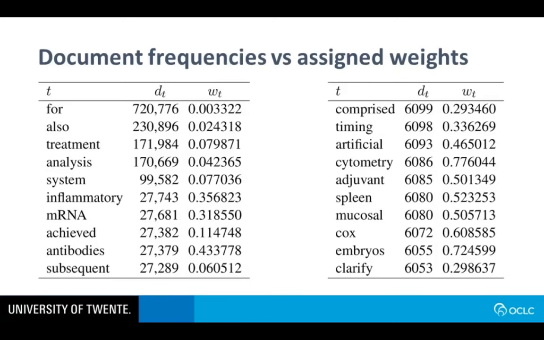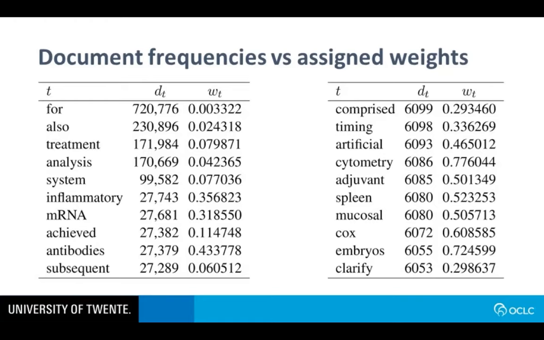These are some concrete examples for the weights. For the normal stop words like "for" or "so," they occur so many times. Sorry, the DF here, the document frequency, means they occur, like "for" occurred in more than 720,000 bib records in this 1 million data set.